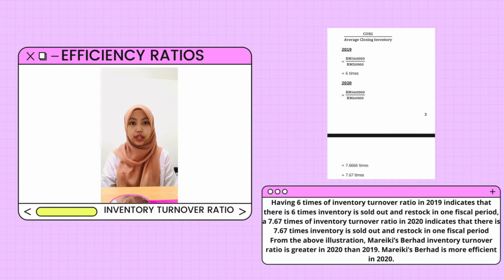Efficiency ratio. We have inventory turnover ratio. Having 6 times of inventory turnover ratio in 2019 indicates that inventory is sold out and restocked 6 times in one fiscal period.